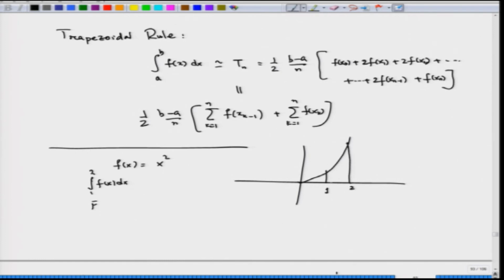So, we want to calculate this integral of x square. So, fix, let us say n equal to 4. Therefore, (b minus a) by n is equal to (2 minus 1) by 4, which is equal to 1 by 4.